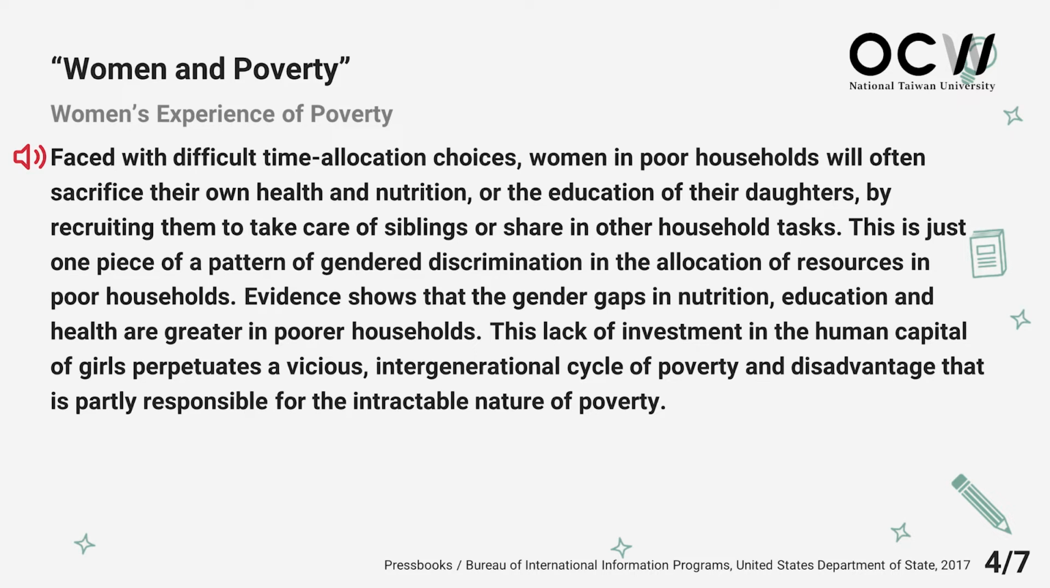Faced with difficult time allocation choices, women in poor households will often sacrifice their own health and nutrition or the education of their daughters by recruiting them to take care of siblings or share in other household tasks. This is just one piece of a pattern of gendered discrimination in the allocation of resources in poor households. Evidence shows that the gender gaps in nutrition, education, and health are greater in poor households. This lack of investment in the human capital of girls perpetuates a vicious intergenerational cycle of poverty and disadvantage that is partly responsible for the intractable nature of poverty.